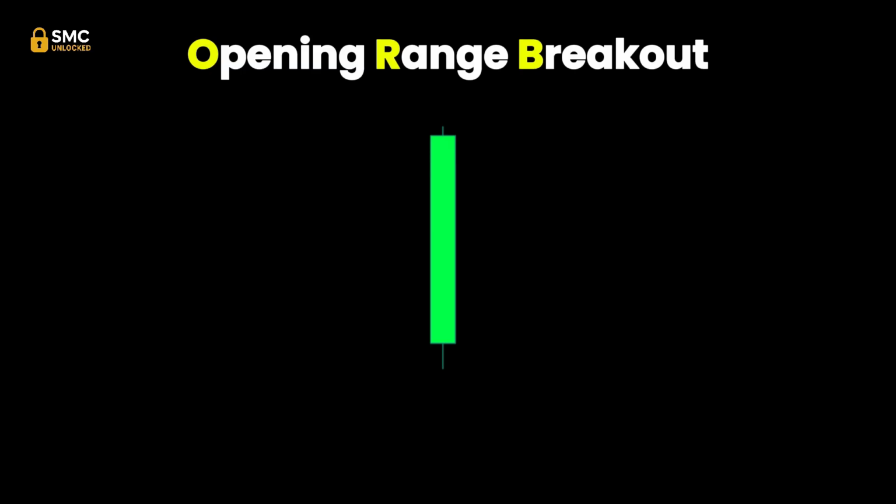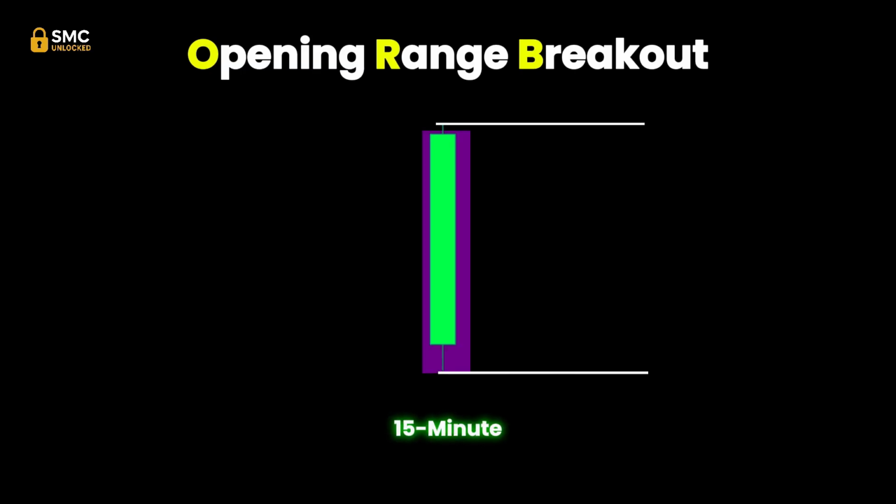For example, if we're using a 15-minute candle, we mark its high and low. The space between them becomes our opening range, with the high labeled as opening range high and the low as opening range low. In our strategy, we focus on marking the range of a 15-minute candle.